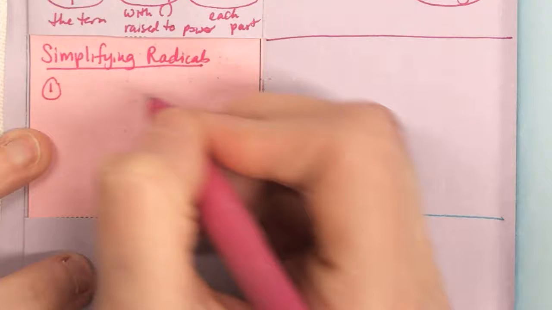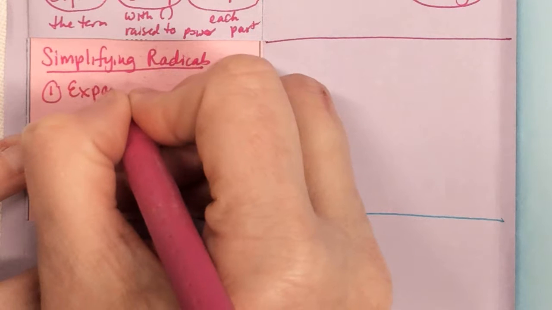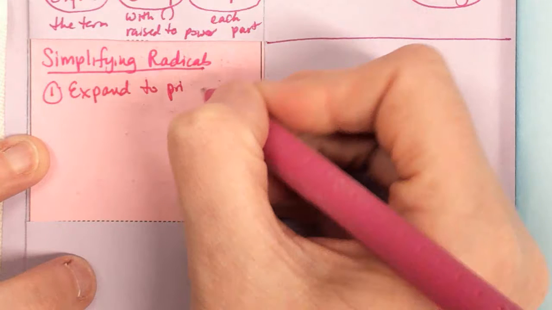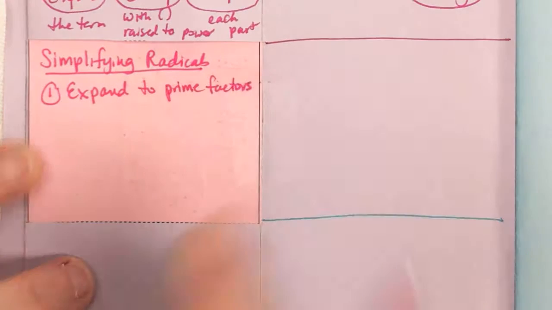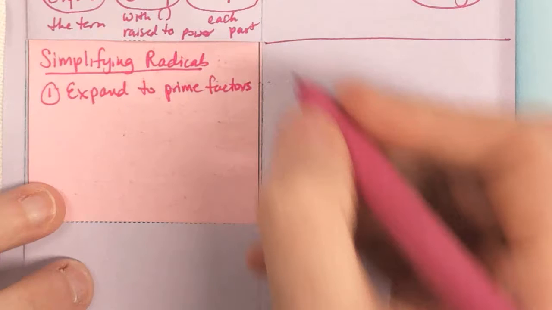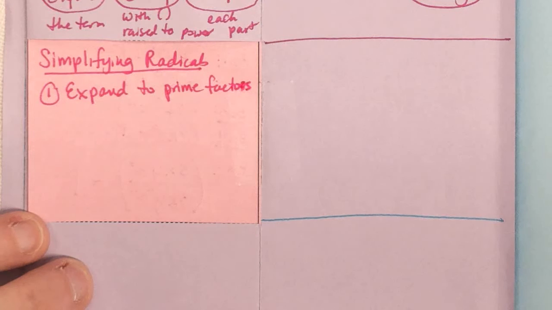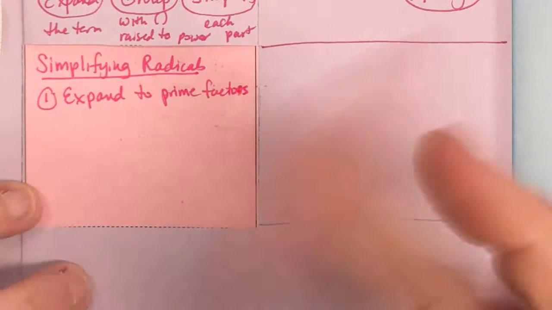Okay, step 1. Expand to prime factors. That looks like a Y, but it's an R. Okay, expand to prime factors. So we're going to start by prime factoring so that we can expand it.